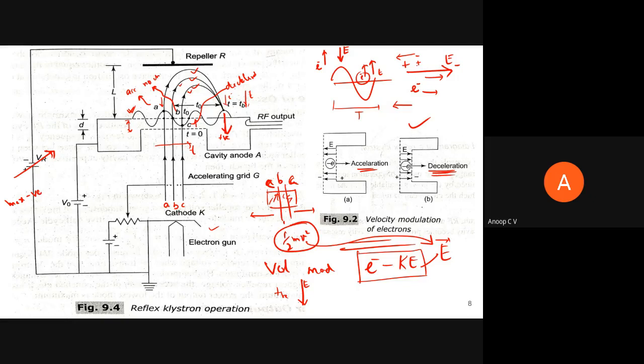Otherwise, the electrons emanating from the cathode, if the repeller voltage is slightly positive, or less negative compared to the cathode, will come and collide with the repeller, and it may damage our hardware. So we don't want that to happen. Initially, we'll keep it at maximum negative.